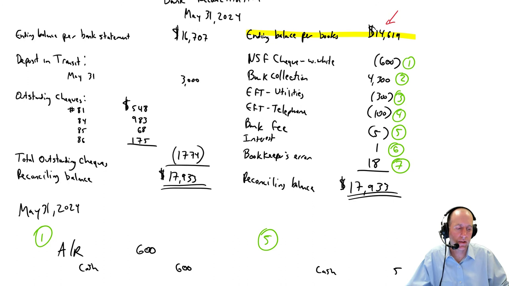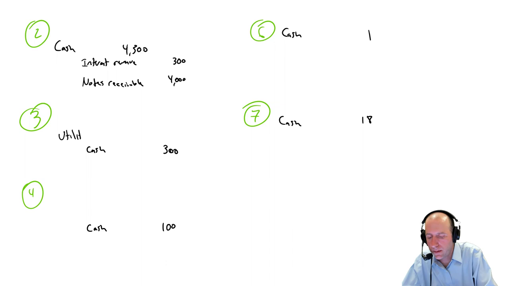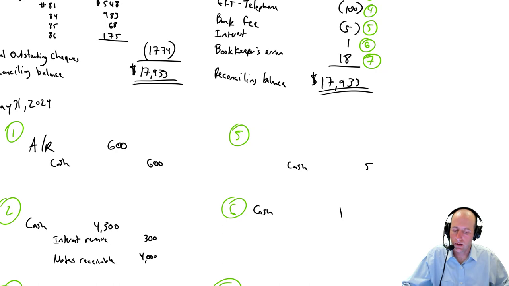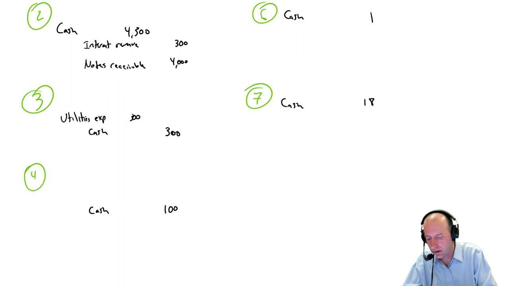EFT utilities, $300. This is a cost being paid. This is a utilities bill being paid. Debit utilities expense, $300. Credit cash, $300. EFT telephone, okay, credit cash, $100. Debit, well, this is another cost. Telephone expense, $100.